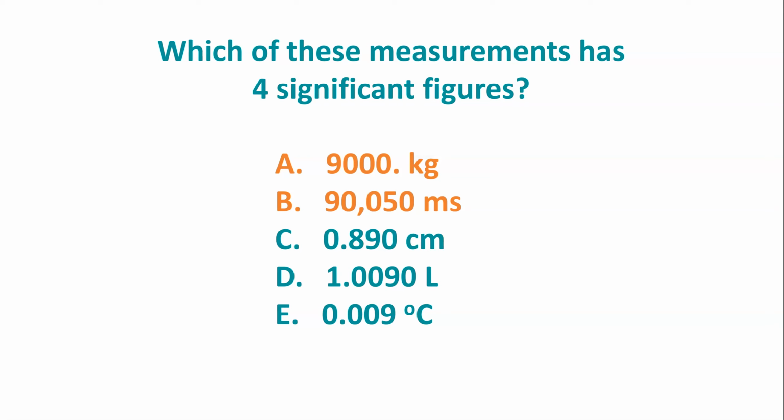And in choice E, again, those leading zeros, those zeros at the front end, even if there's a decimal point, it doesn't matter. The zeros at the leading end, at the front end of the number, are not significant. So that last choice really only has 1 significant figure.